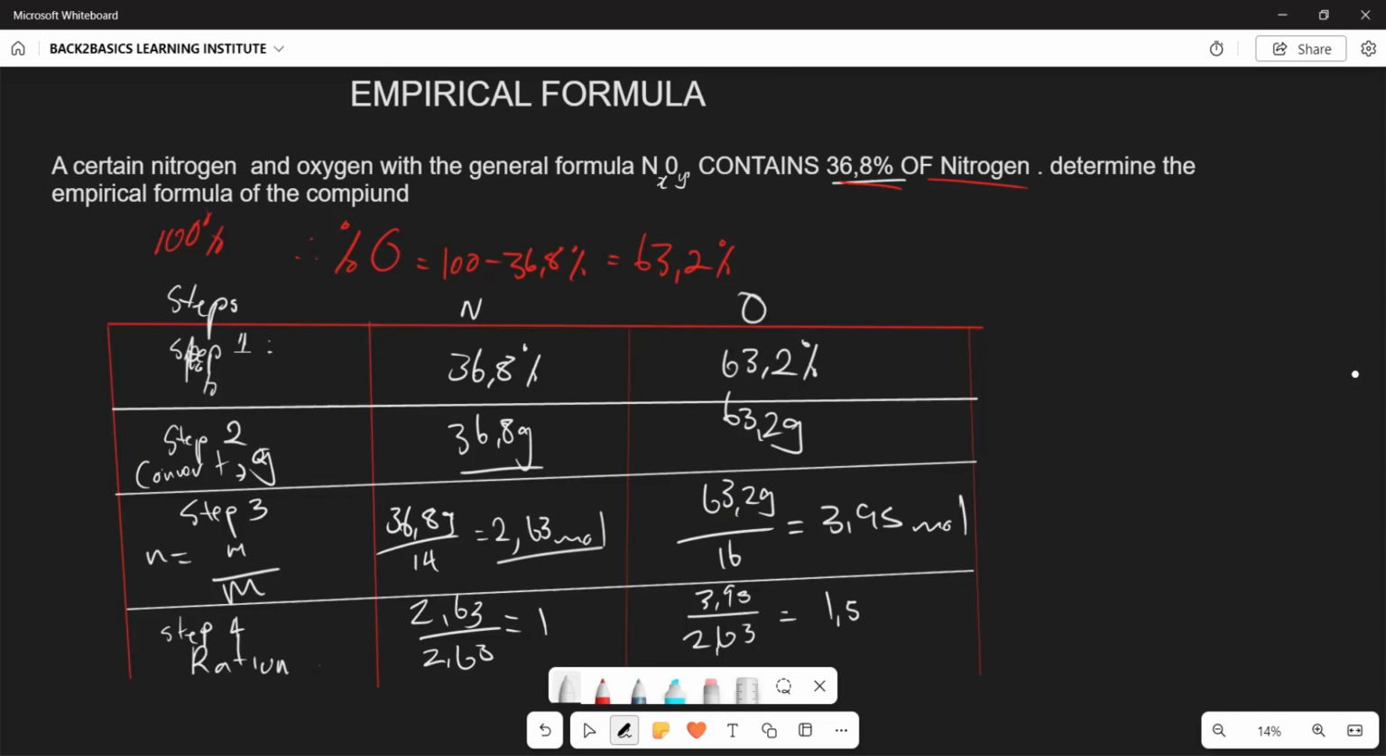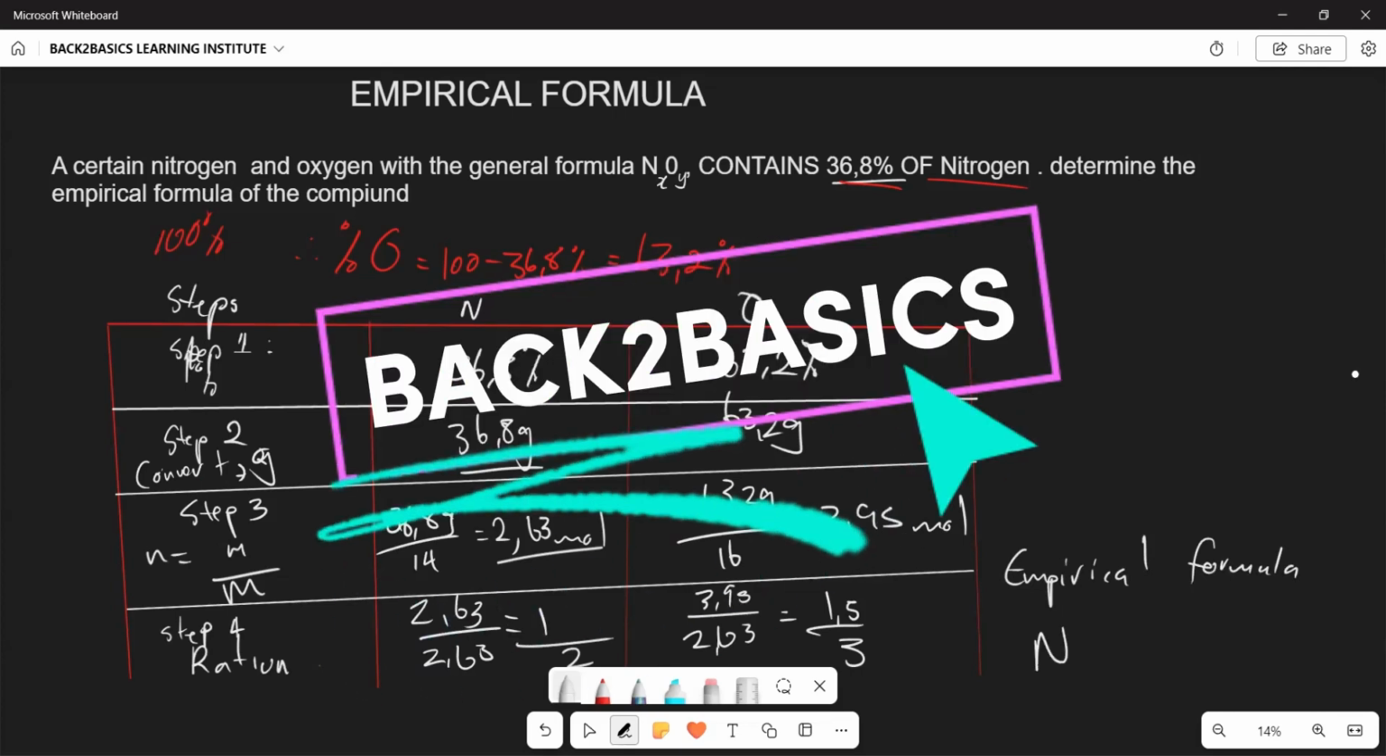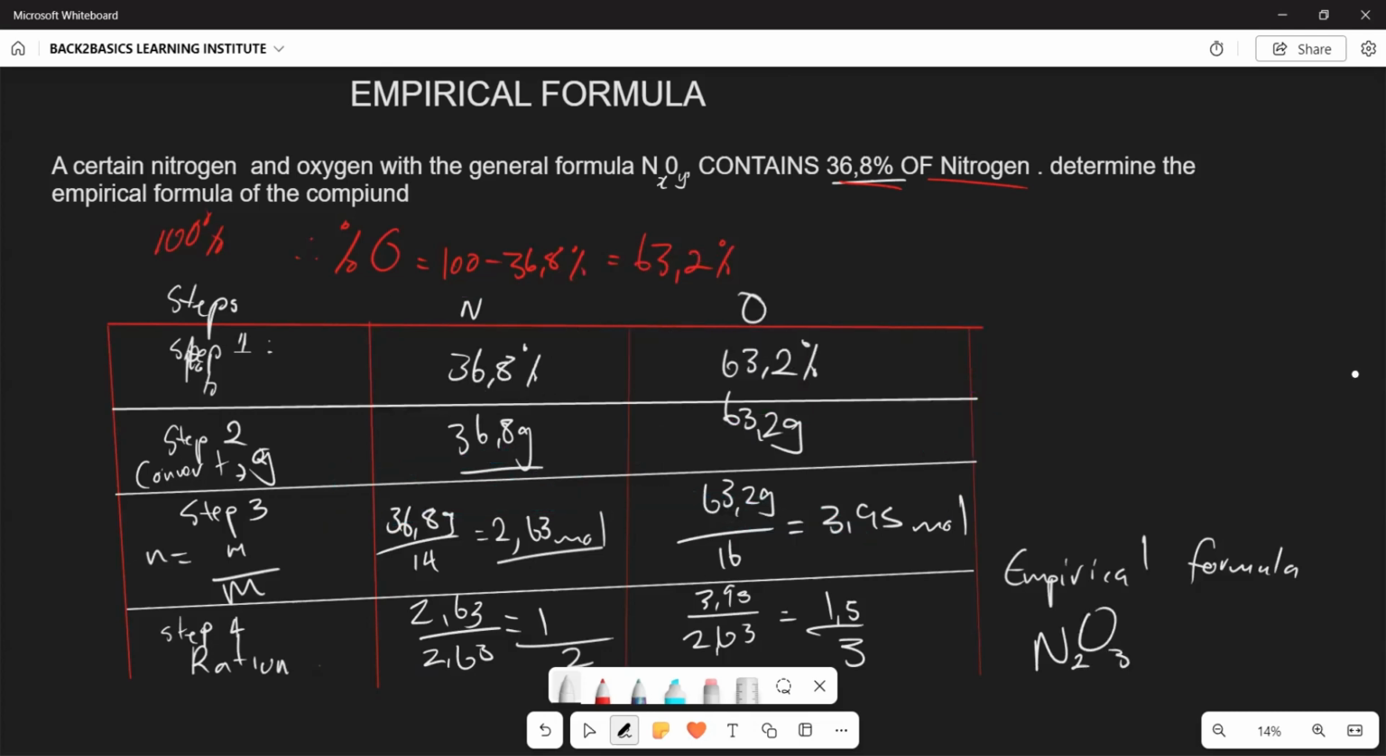Now, to represent this 1 and also 1.5 in terms of whole numbers, this is the same representation of 2:3. 1 and 1.5 is the same as 2:3, right? So which means the empirical formula here is going to be N, which is going to be 2, and then the oxygen, which is going to be 3. So this is the empirical formula of this particular question.